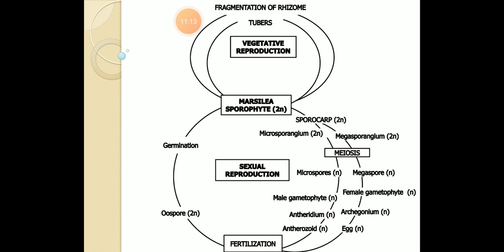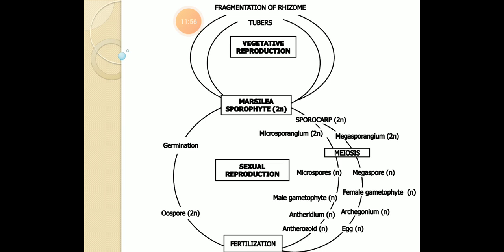So usually first, there is vegetative reproduction by the tuber formation or the fragmentation of the rhizome. In the case of sexual reproduction, first they produce the sporocarp, 2n in number. The sporocarp consists of the microsporangium and the megasporangium, and the microsporangium produces the microspores, which are haploid in number. Megaspores are also haploid in number. The microspore is called the male gametophyte, and the megaspore is called the female gametophyte. The male gametophyte produces the antheridium and the antherozoids. The female gametophyte produces the archegonium, and they produce the egg.